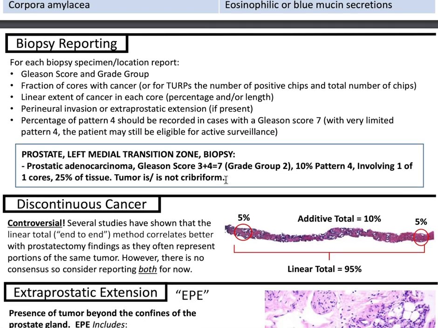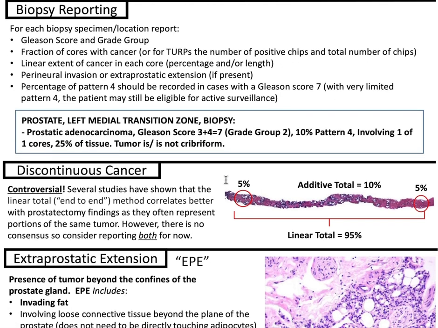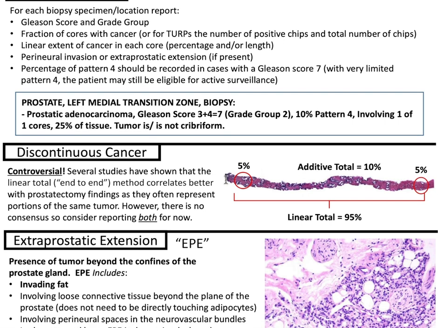Biopsy reporting. For each biopsy specimen or location, you want to mention the Gleason score and the grade group. You want to mention the fraction of cores with cancer, or if it's a TURP, the number of positive chips and total number of chips, and the linear extent of cancer in each core, the percentage and/or length, whether there's perineural invasion or extraprostatic extension if present, and the percentage of pattern 4 should be recorded in cases with a Gleason score 7. With very limited pattern 4, the patient may still be eligible for active surveillance. So here's an example of the biopsy report. Prostatic adenocarcinoma, Gleason score 3+4=7, grade group 2, 10% pattern 4, involving 1 of 1 cores, 25% of tissue, and the tumor is or is not cribriform.